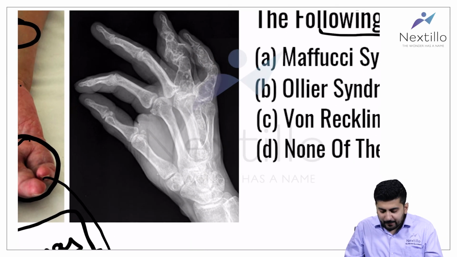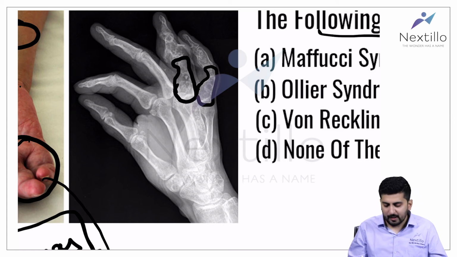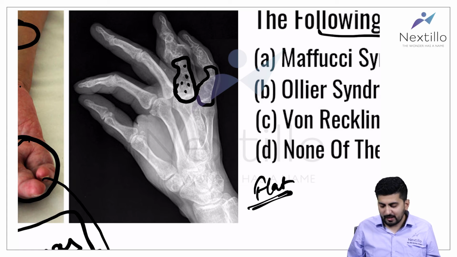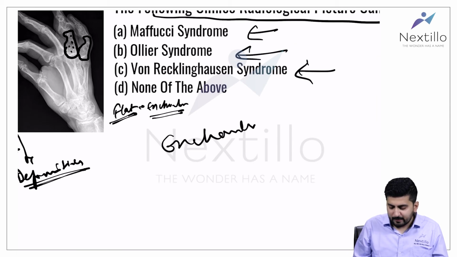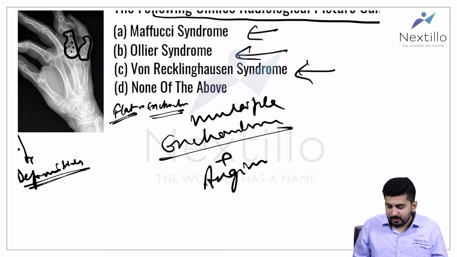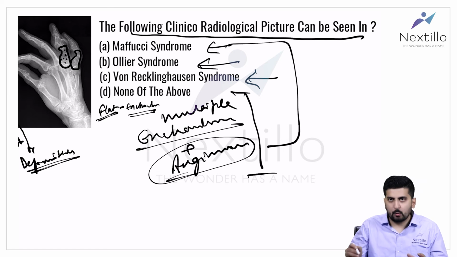When you look at the X-ray picture here, what you can see is there is involvement of the flat bones, and there is calcification inside it. Now the tumors which involve the flat bones are usually enchondromas, and we all know that enchondromas, when they are multiple associated with angiomas, usually the diagnosis happens to be Mafuji syndrome. So the answer is Mafuji syndrome.